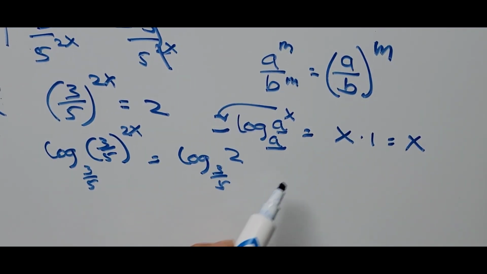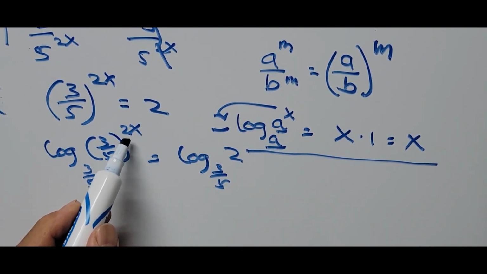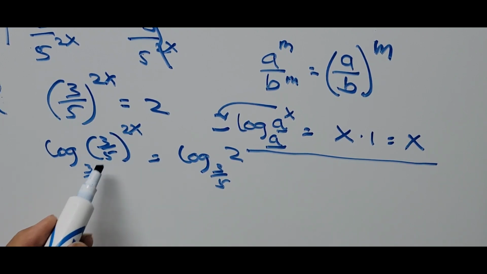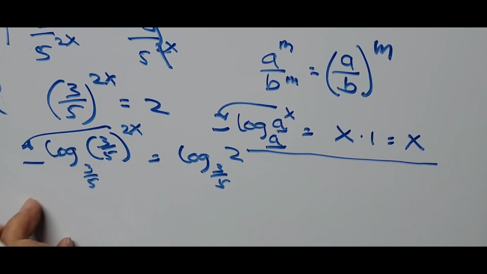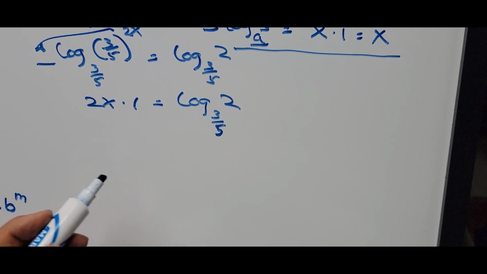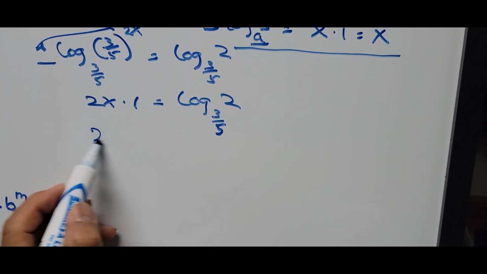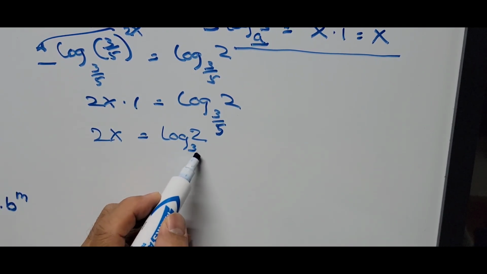So once again, from this we have to transpose the exponent 2x to the front, since this is log of 3/5 to the base 3/5, which cancels, that is equal to 1. And transposing that 2x as a coefficient, it will become just 2x, or 2x times 1 equals log of 2 to the base 3/5. From here now, simplifying the equation, this is now 2x equals log of 2 to the base 3/5.